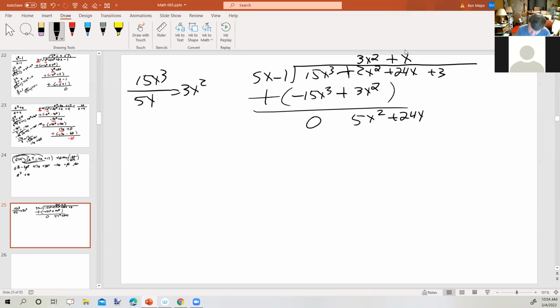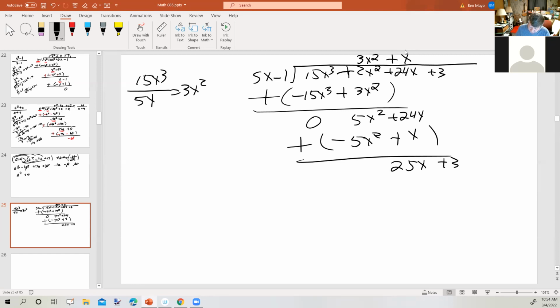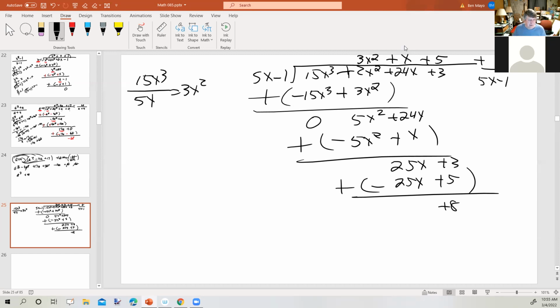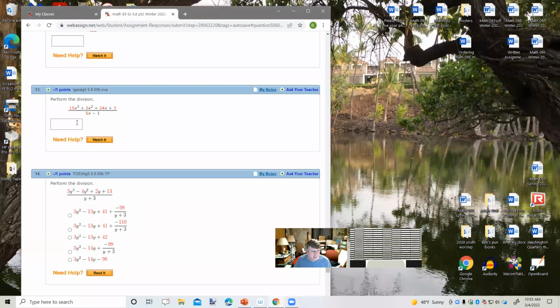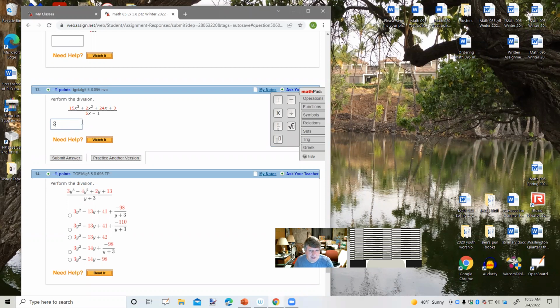5x squared divided by 5x is what? X. Yes. X times 5x is 5x squared. X times minus 1 is minus 1x. Subtract that from above, change it to addition of the opposite, 0 and 25x plus 3. 25x divided by 5x is plus 5. We get 25x minus 5. Subtract that from above, change it to addition of the opposite, and we get plus 8. So we've got all of that plus 8 over 5x minus 1. All right, so let's see what happens. Is that the answer you got? Let me flip back through my pages real quick. Yes. Okay.